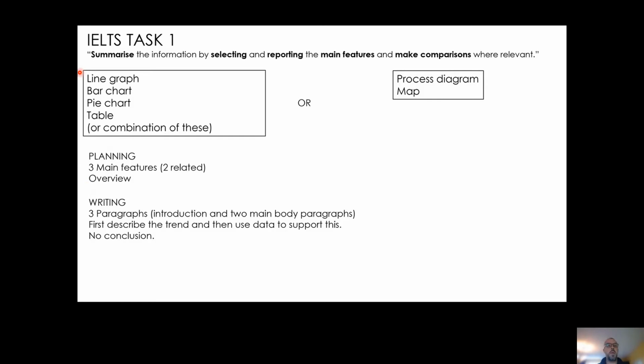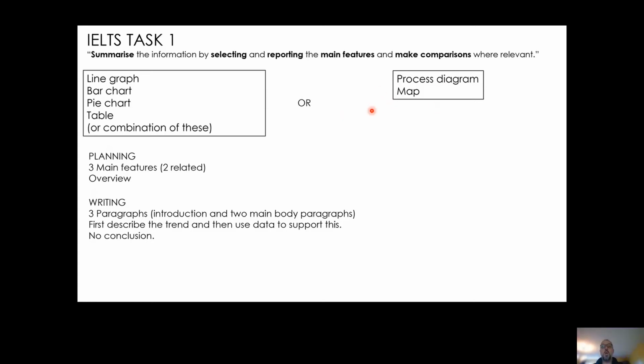So data might be a line graph, bar chart, pie chart, table, or it could be a combination of these different data sets, or it may be a non-data style question. Now there's two basic types of those. There are diagrams which often illustrate a process, and there are what we're looking at in today's video, maps.